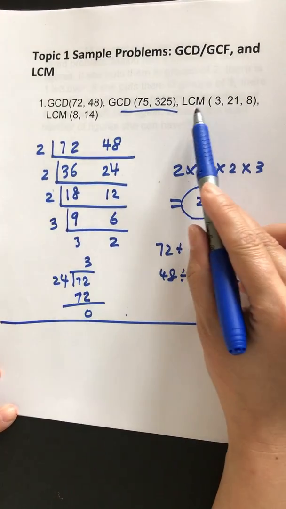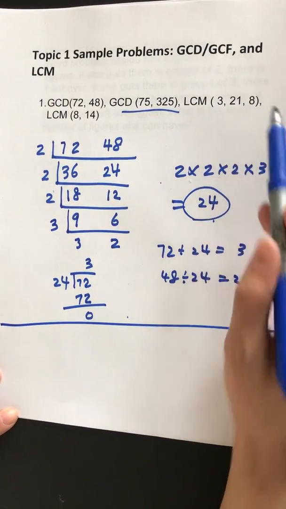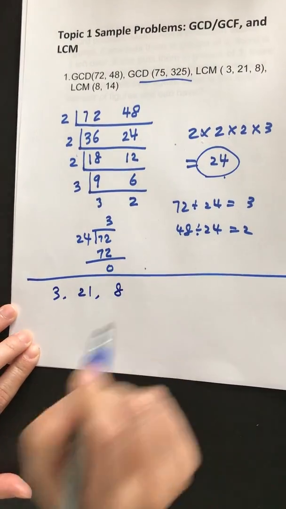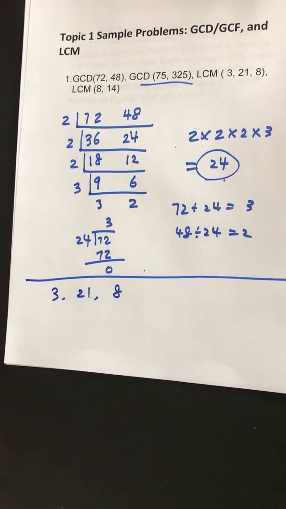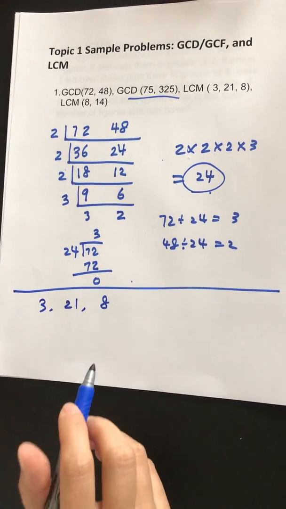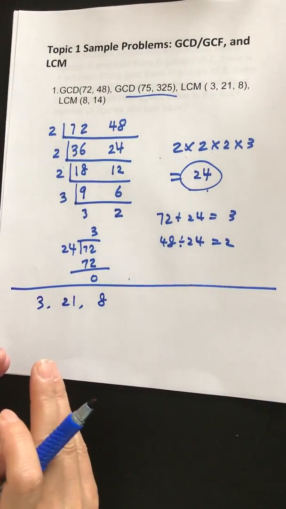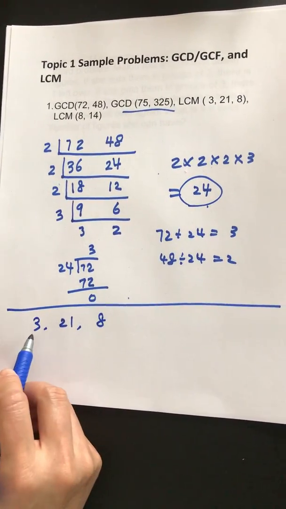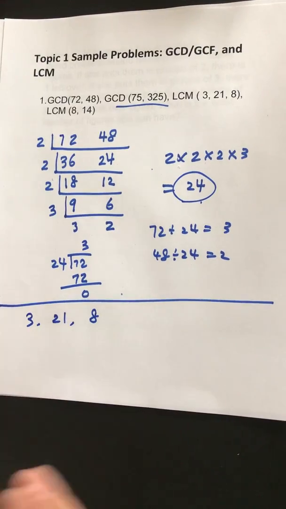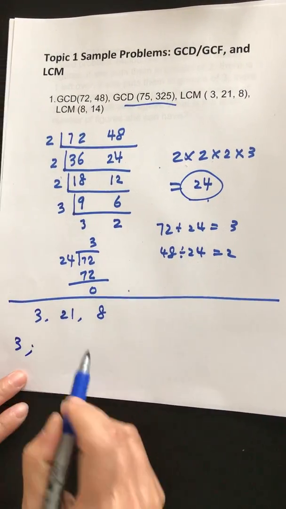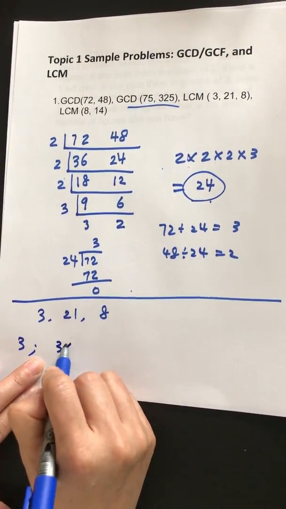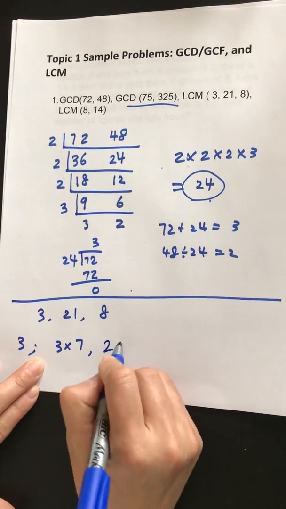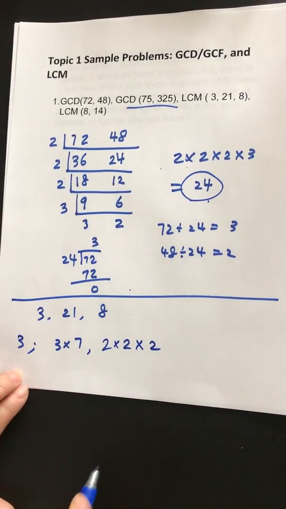We have the least common multiple of these 3 numbers, 3, 21, and 8. There are multiple ways of doing this. Usually I like to do things by breaking up the numbers. This method may be better for lower grade students. 3 is already a prime number, so there's nothing to break. 21, we can break up into 3 times 7. 8, we can break up into 2 times 2 times 2.